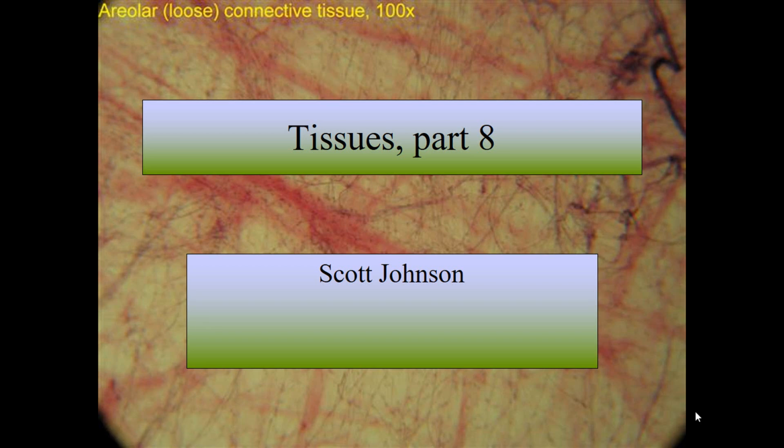Okay, part 8, the last part of our tissues chapter. We're going to be taking a look at muscle and nervous tissue. In case I haven't made this clear, I don't think I have.